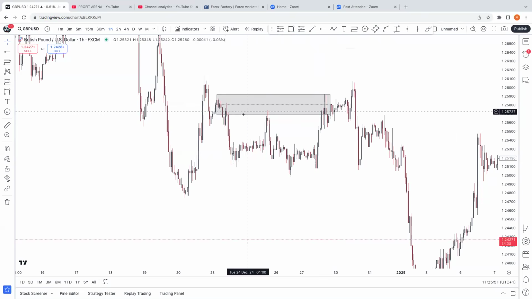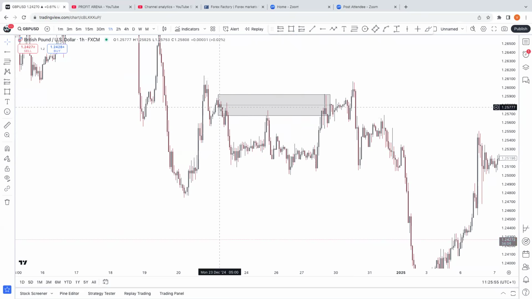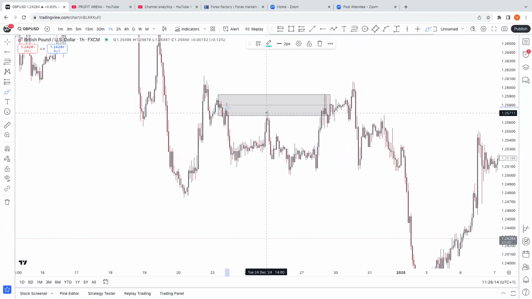So this is a good resistance zone, right? You can see how many times price has already interacted with this zone. The first time, the second time, the third time, and the fourth time. Now, there are lots of sellers within this zone. The sellers that got in with the first rejection, the sellers that got in with the second rejection, the third rejection, and even this fourth rejection.